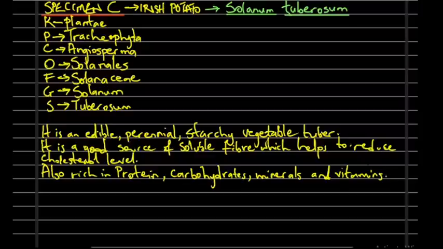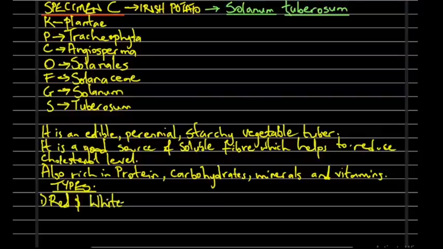Now, we have basically two types of this Irish potato. We have the white and the red. Those are the types of the Irish potato that we have. So the white varieties are known to have superior cooking qualities than the red, but the red lasts longer than the white. The red has a longer shelf life.